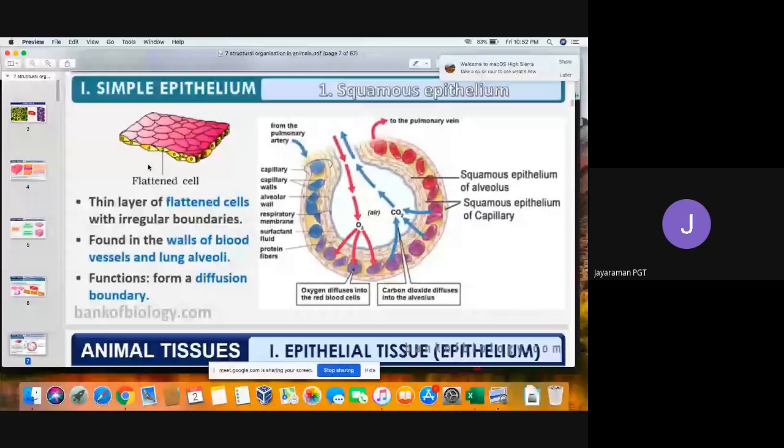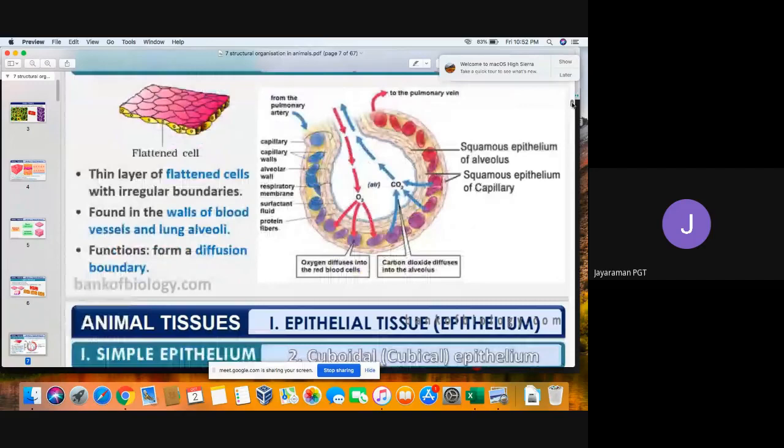So the cells are flat cells. It's called the squamous epithelium. Where is it found? It is found in the blood vessels. And what is the function? So this way you have to write notes. Three points you can mention: the structure, the location, and the functions.